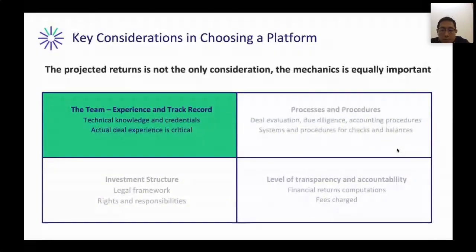Okay, on the team itself, this is very fundamental when you choose an online platform. I think, simply put, the team has to possess the right skill set, the knowledge, and experience. These three things, right? This includes market knowledge, financial know-hows, quantitative skills, analytical skills.